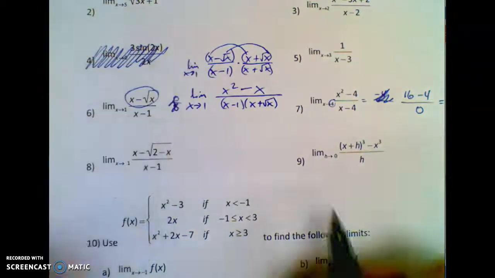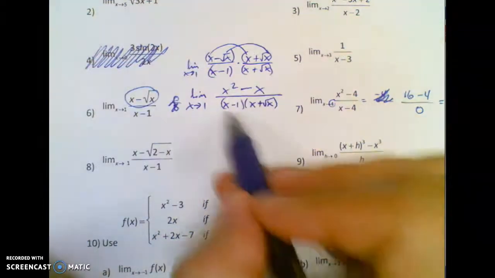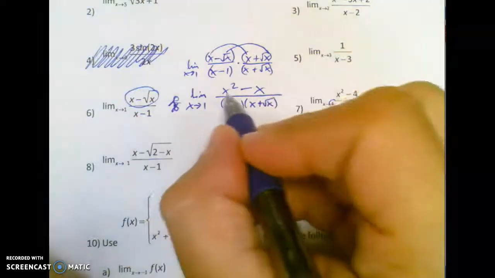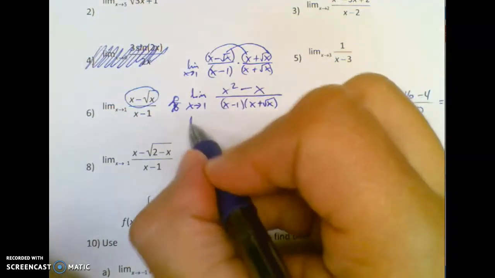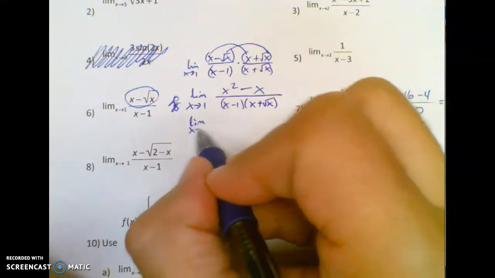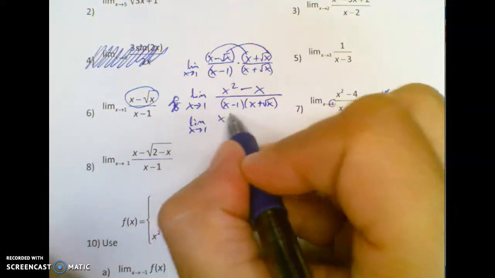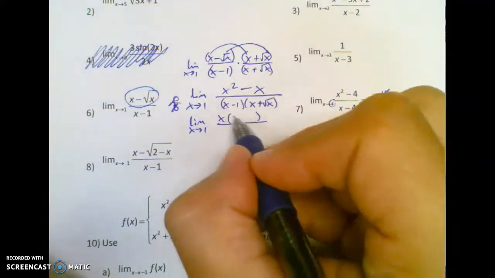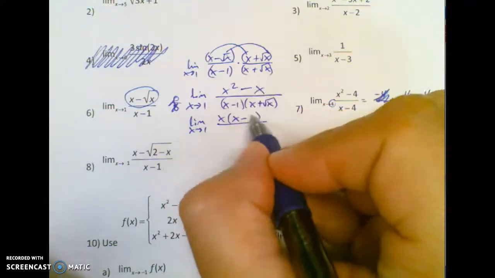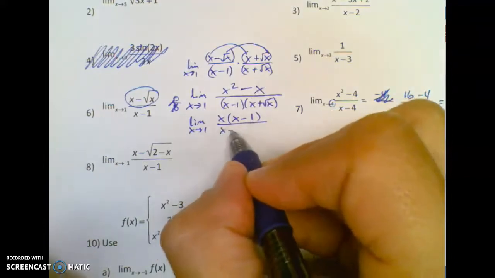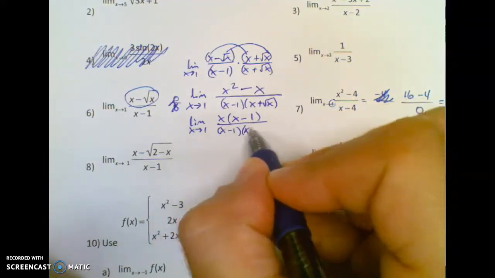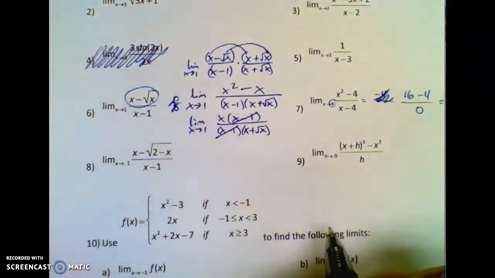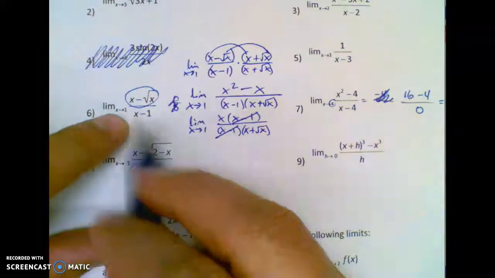Leave it ugly, because my goal is to try to get something on top to cancel with something on the bottom. Right now you might not see it, but try factoring the top. Just take out the GCF of x, because they both have an x in them. If I took an x out of there, I get x. If I take an x out of here, I get minus 1. And now you should see that these guys cancel. And as soon as they cancel, it's okay to plug that 1 in.